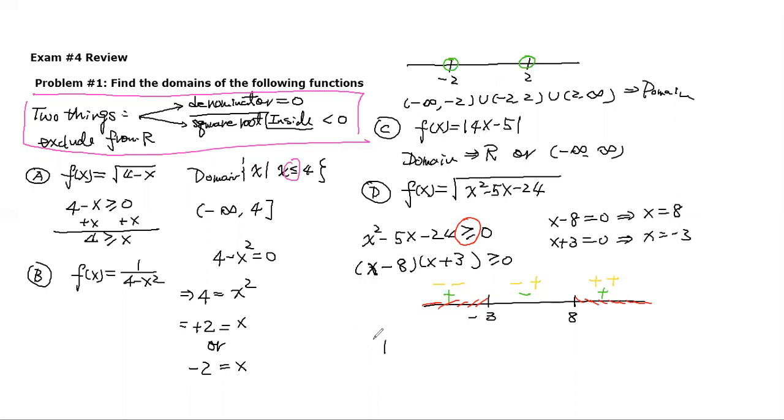So now how do you write it? You say the domain is going to be negative infinity to negative 3. Then this is a bracket because I have equal signs here. Then union, the bracket 8 to what? 8 to positive infinity, right? Okay, so that's problem number 1. It's a pretty easy problem, so make sure you know how to do the domain. The key thing is that the domain in general is all real numbers, but if you have these two things, you want to exclude them.